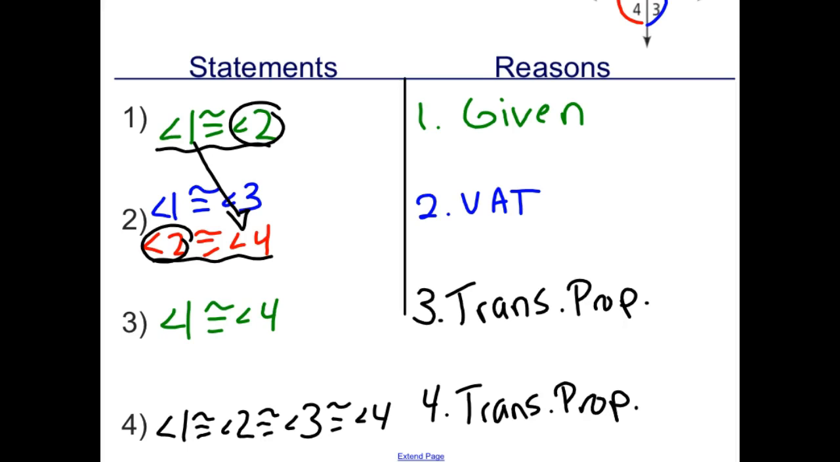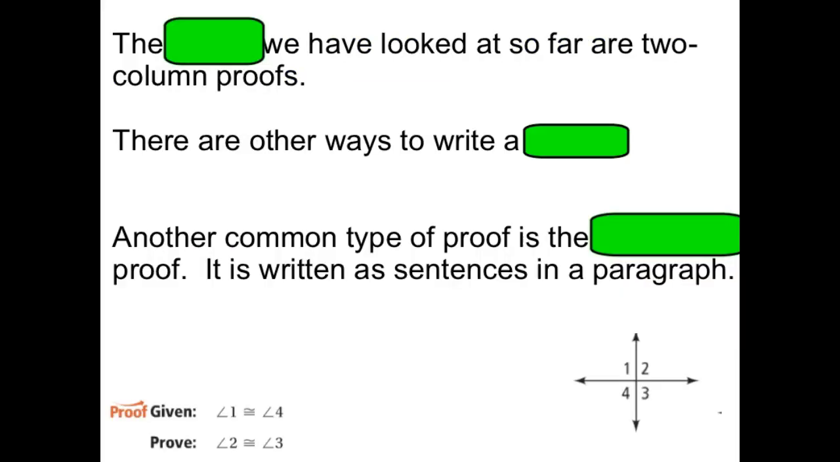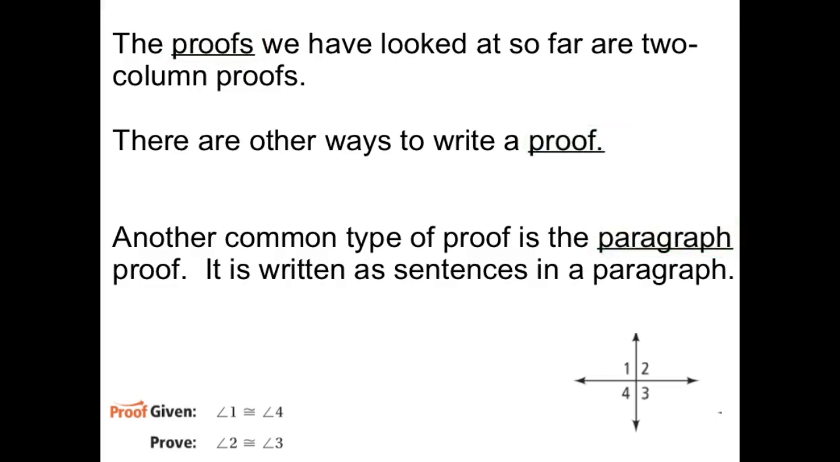So far what we've been writing are 2-column proofs. It's not the only kind of proof we do though. We also write proofs in paragraph form. Basically each line we write it as a sentence and we just kind of keep going. And so we're going to see a repeat of that proof right here in paragraph form.